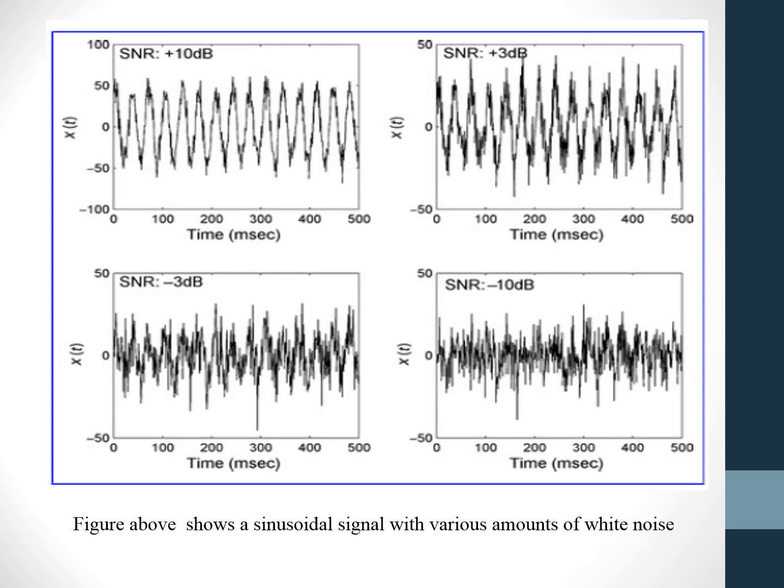Now this figure represents a sinusoidal signal with different amounts of white noise. It is expressed in decibels. Remember, a positive number in decibels will mean more signal as compared to the noise. Therefore, you can see SNR plus 10 decibel means there is more signal as compared to the noise. If we look at this SNR minus 10 dB, then there is more noise as compared to the signal. So there is a clear difference between plus 10 dB and minus 10 dB, plus 3 dB and minus 3 dB.